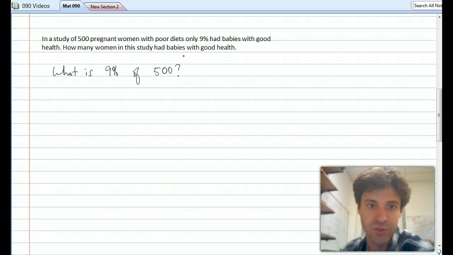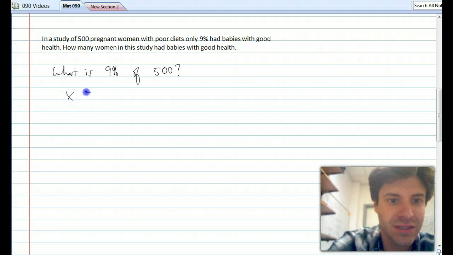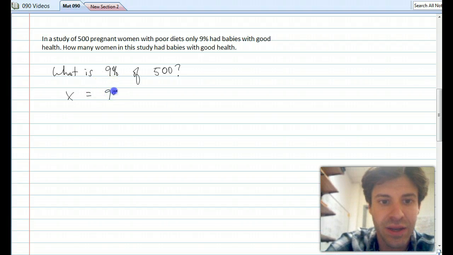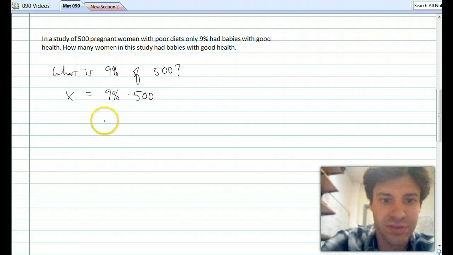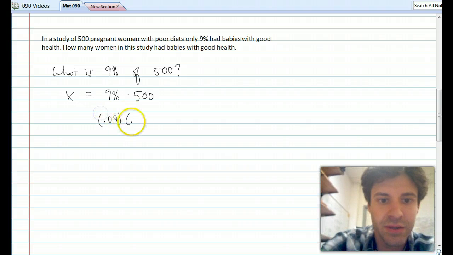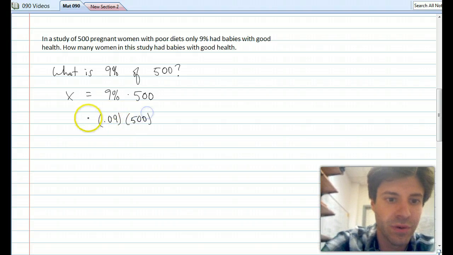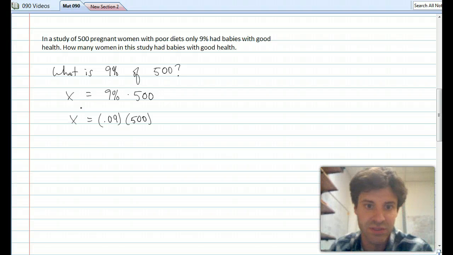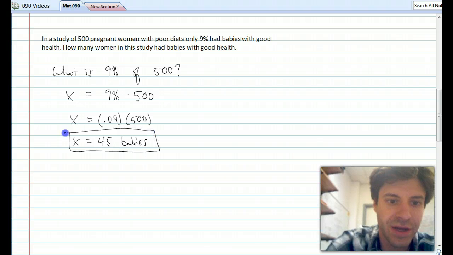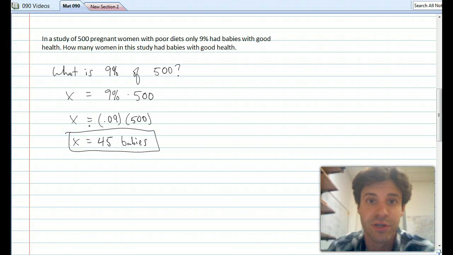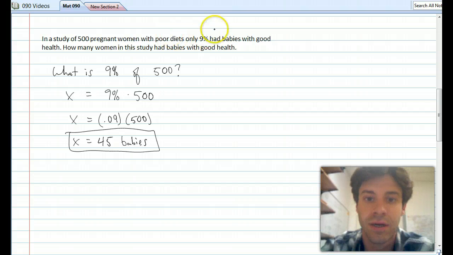So now this becomes a much simpler problem. We can translate this into mathematics. What is x equals 9% of, times 500. Of course, 9% can be written as a decimal, 0.09. So the answer we're looking for is pretty simple. It's just 0.09 times 500. Of course, the units on that are babies. 45 babies out of the 500 pregnant women with poor diets had babies with good health.